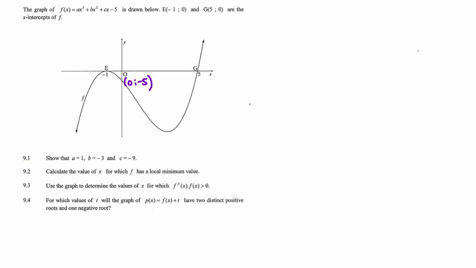9.2. Calculate the value of x for which f has a local minimum value. Here we can see that the local maximum is at point E, and that means that the local minimum is still undefined, or we still need to find this local minimum. At the local minimum and maximum, we know that the first derivative or the gradient is equal to 0. So from our previous question, we have the full equation of f(x) as x³ - 3x² - 9x - 5.